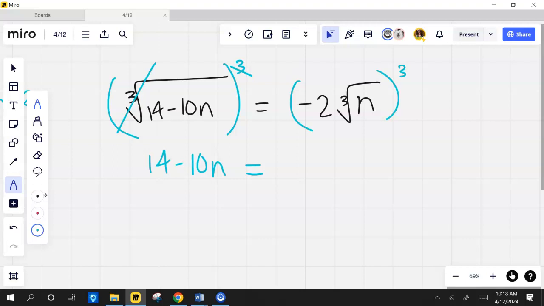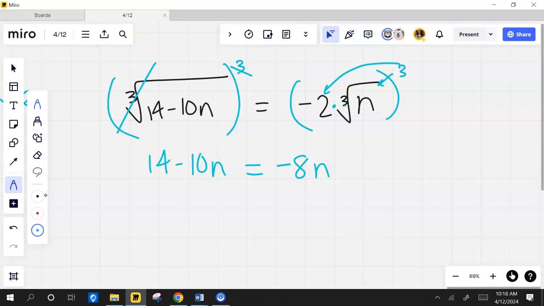Okay. Now on the right side, yes, it eliminates this one, but because I'm multiplying here, I also have to take it to this 2. So what is -2 to the third power? -8, and then the cube root and the cube cancel. So I've got -8.